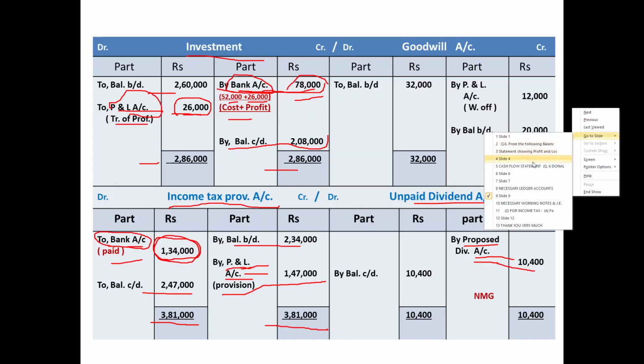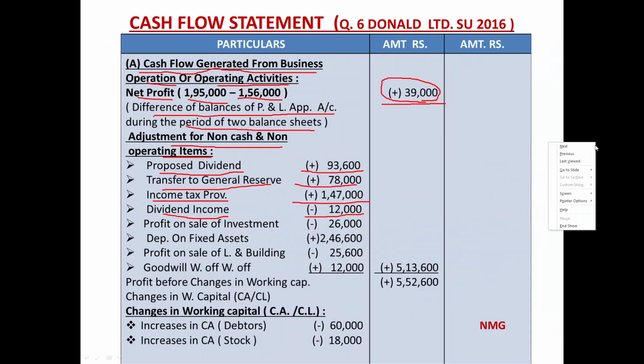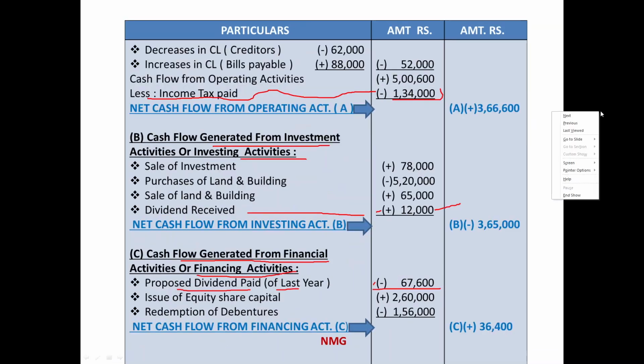Let us report it. Profit on sale of investment, minus 26,000. Then selling price 78,000 under title B, cash flow generated from investment or investing activities, plus 78,000.